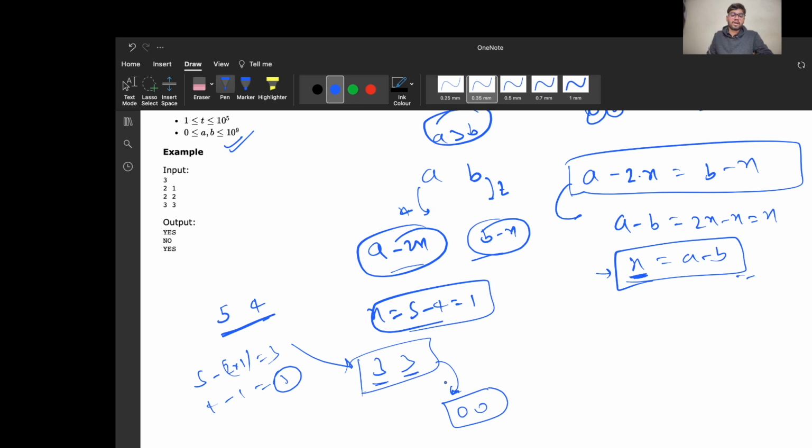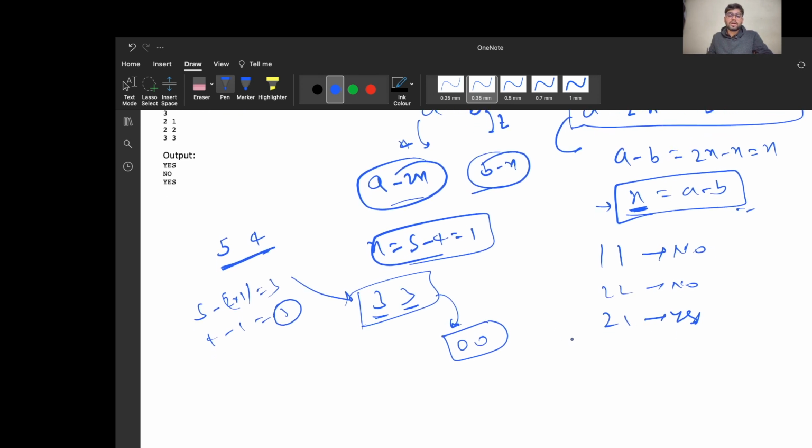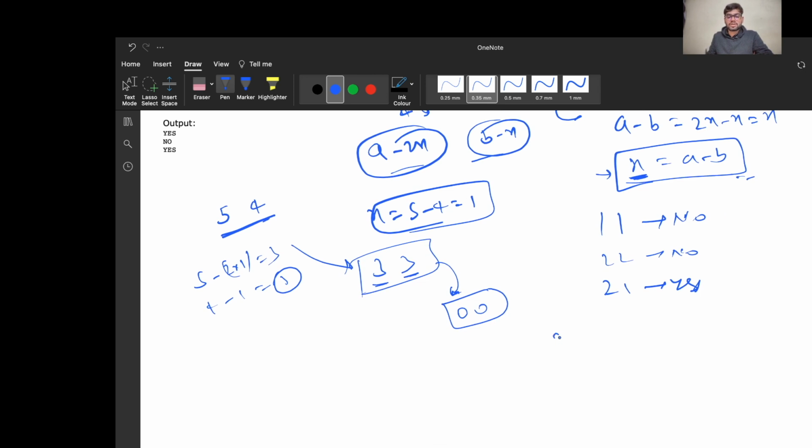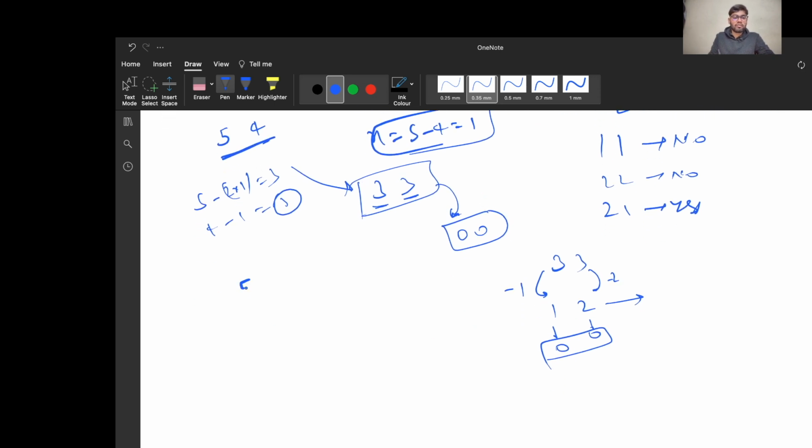So how can we find out if the numbers become 0 and 0? For 1 1 it is no, for 2 2 it is also no, for 2 1 it is yes. Let's check one more time for 3 and 3. This 3 is reduced by 2 and this 3 is reduced by 1, and it becomes 1 and 2, and 2 and 1 is valid, which means it will become 0 and 0. Let me take one more last example, that is 5 and 5.